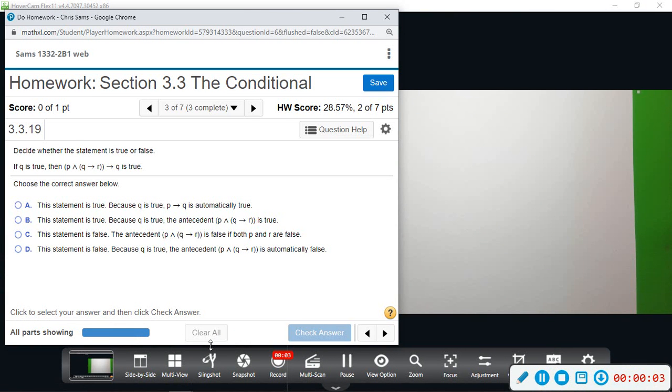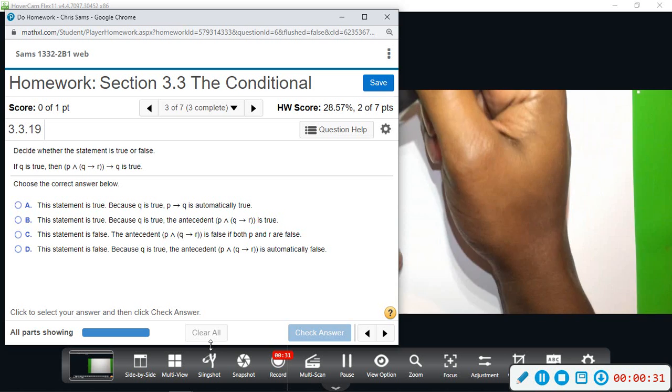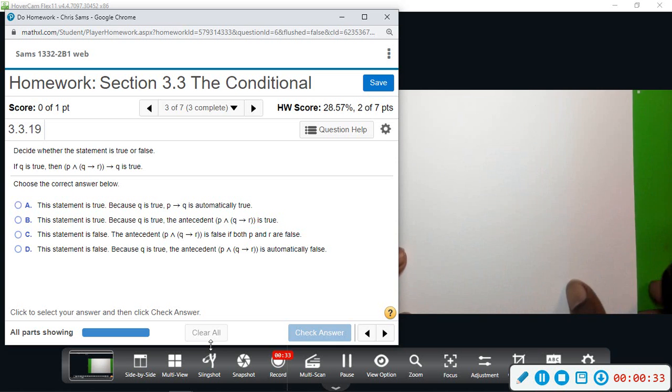Alright, number 3, we want to decide if the statement is true or false. What we're given is: if Q is true, then the statement P and the quantity Q implies R implies Q is true. We want to choose what we know to be correct. Okay, so this is a compound scenario.